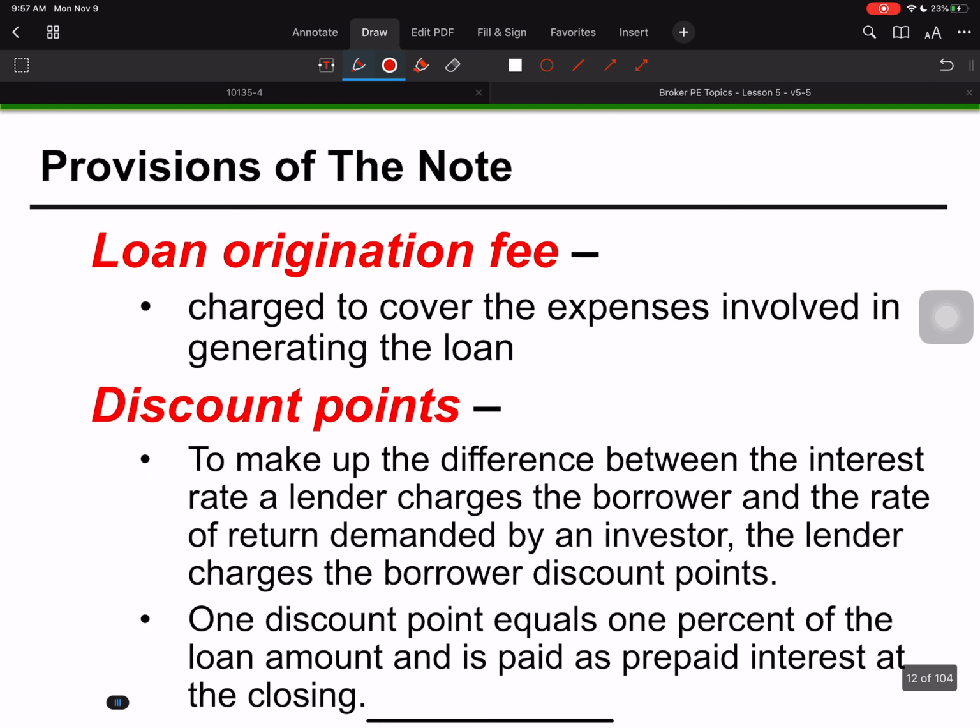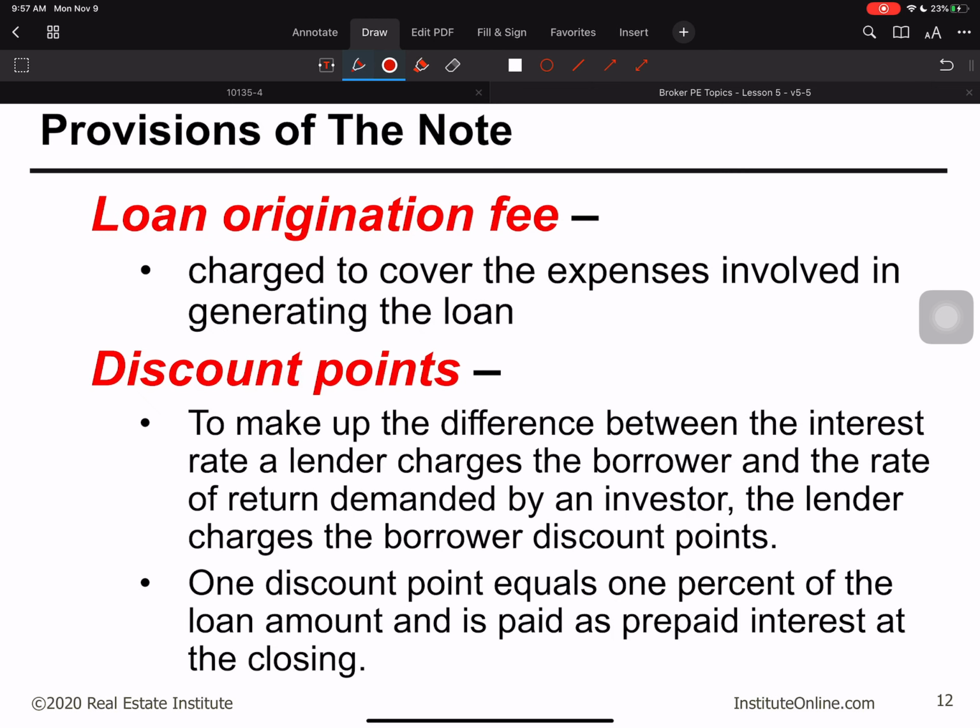Loan origination fee. A loan origination fee is charged by who? The lender. Okay, so us as realtors, we don't charge a loan origination fee. But loan origination fee charged to cover the expenses involved in generating the loan.